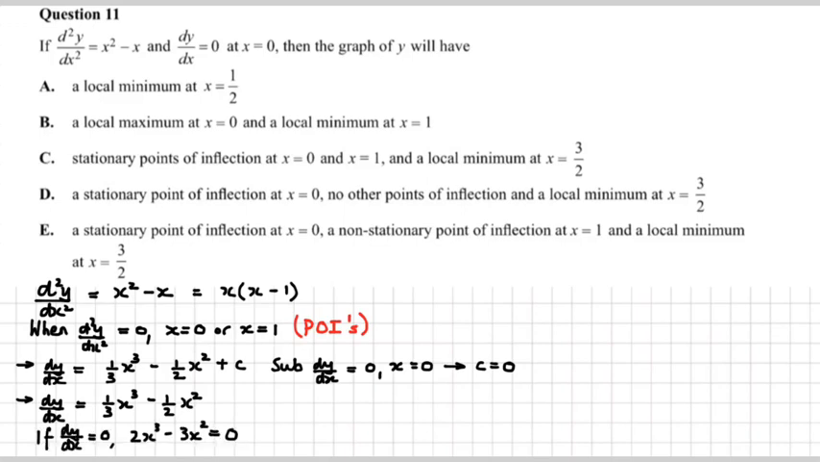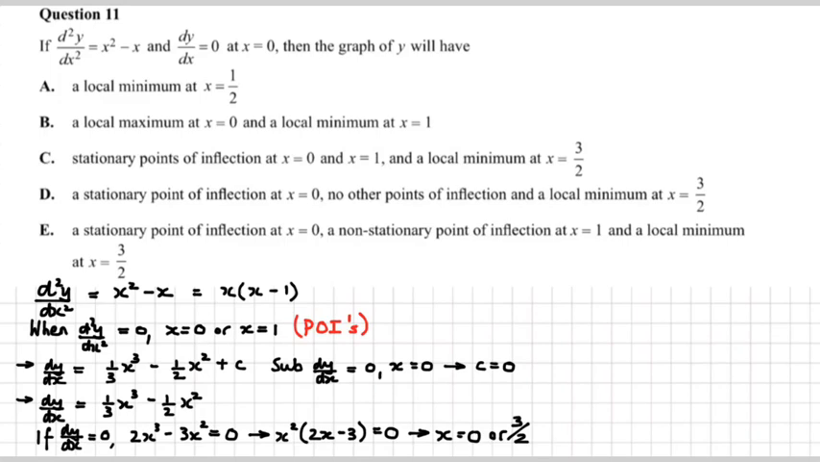And if dy dx equals 0, that's a stationary point, we get that, don't we? If we rearrange it a little bit, and, very interesting. We get that, and therefore we get x is 0 or x is 3 over 2. Okay, so far so good.